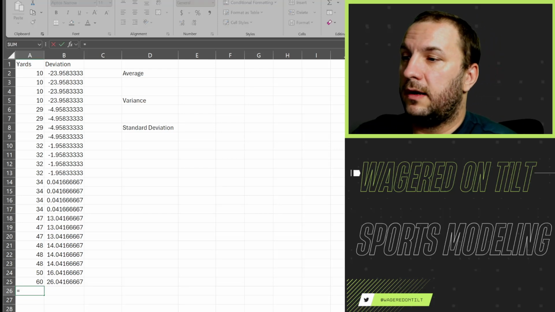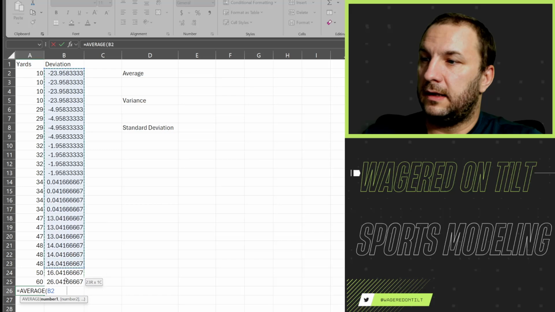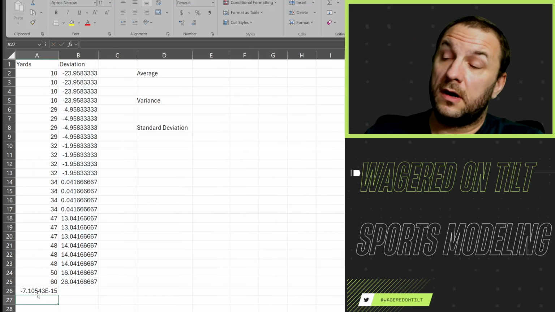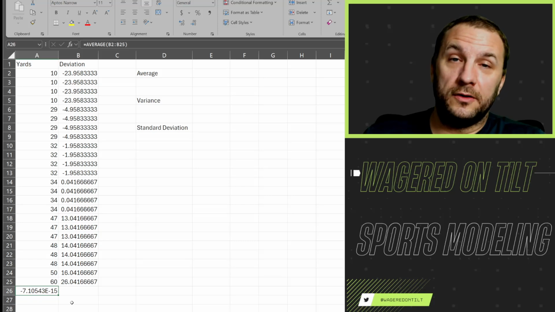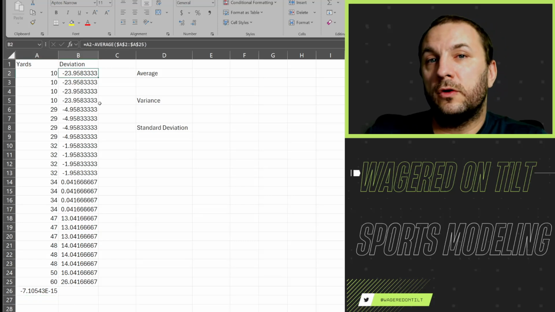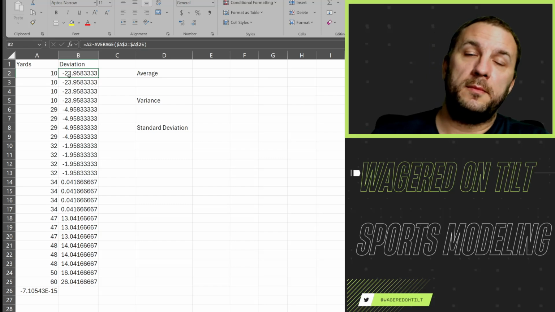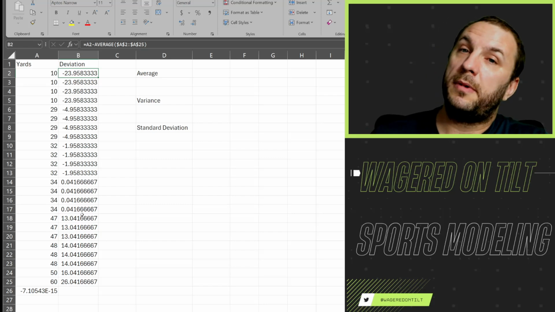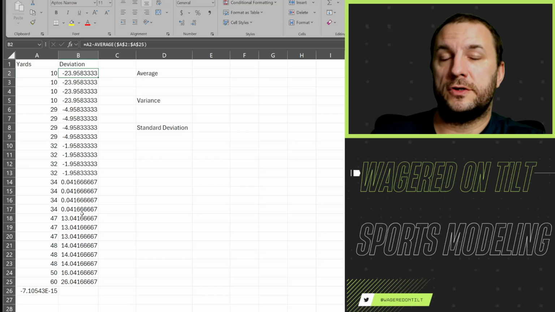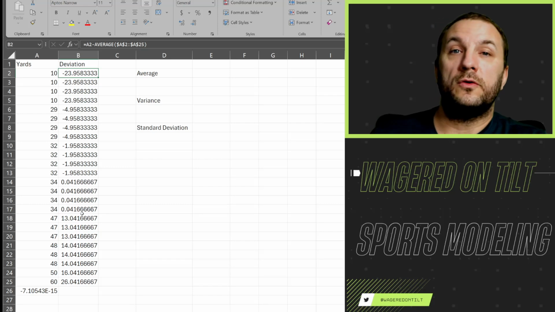So if we were to go ahead and say equals average of this data set here, you'll notice that it's a very, very low number. This is close enough to be zero at this point, so we'll just consider this zero. So when you're looking at this information straight, the problem becomes that you have a bunch of negative and positive numbers. So when that happens, it throws off the averaging of this information. So the way to solve this is to turn things positive.